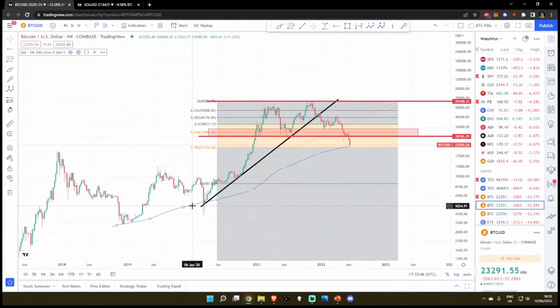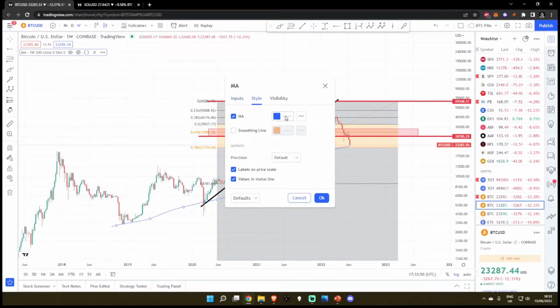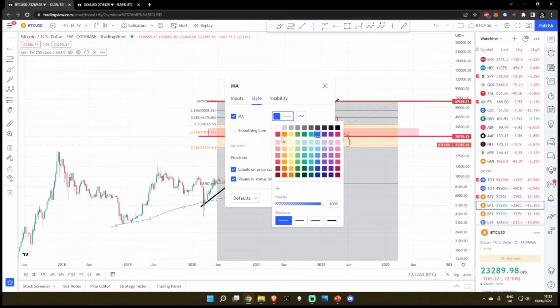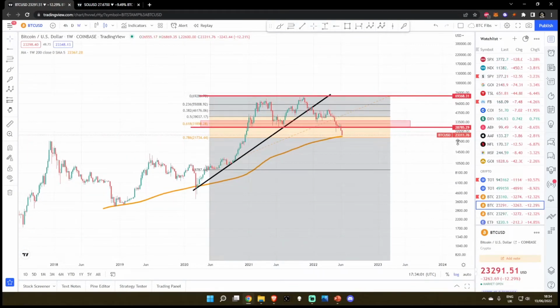Because this is kind of small and dainty, we're going to click on this cogwheel, and click on style. I don't really like the color blue. We'll mark this as orange because I'm a Bitcoiner. We'll click the highest level of thickness, and then simply click out of it, and you can see we have the 200-week moving average.